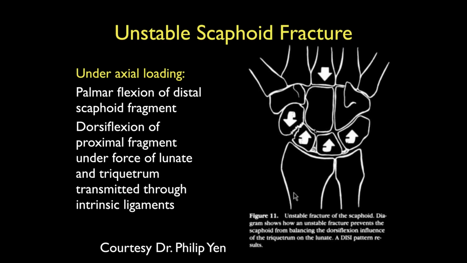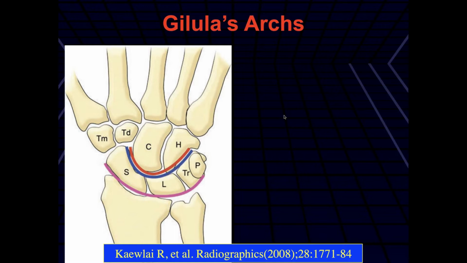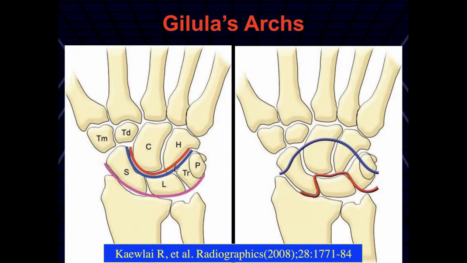I'll come back to how those work and what it looks like on images in just a minute. We talked about Gilula's arcs before, which we always look at both on plain films and MR to see if there are any abnormal kinks in these lines due to abnormal displacement of the bones in the coronal plane.